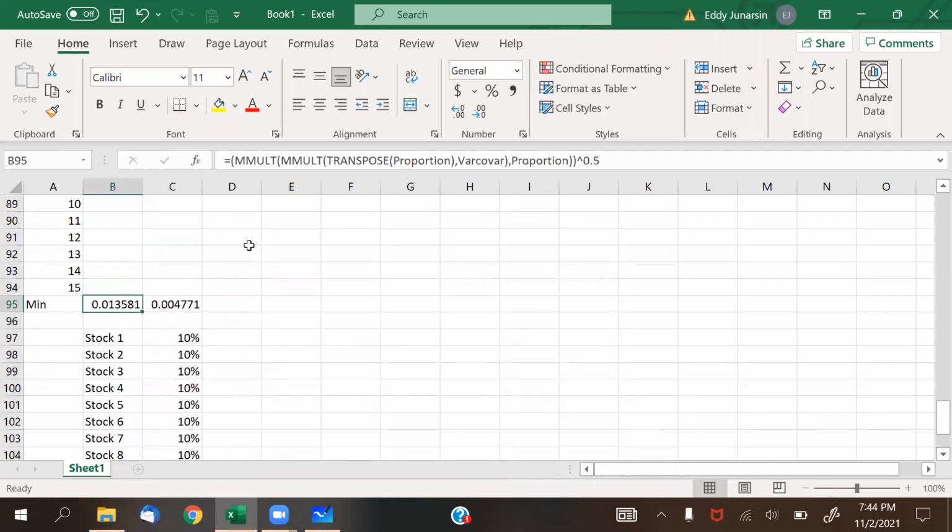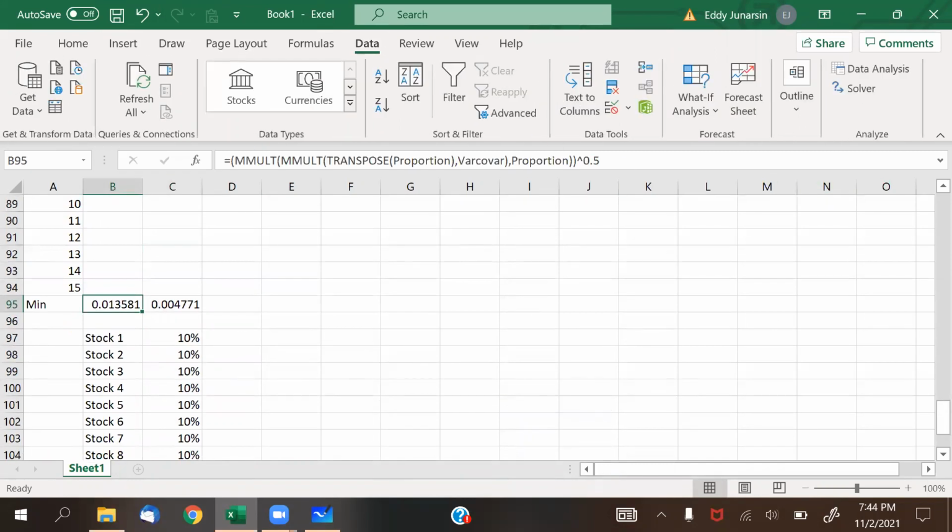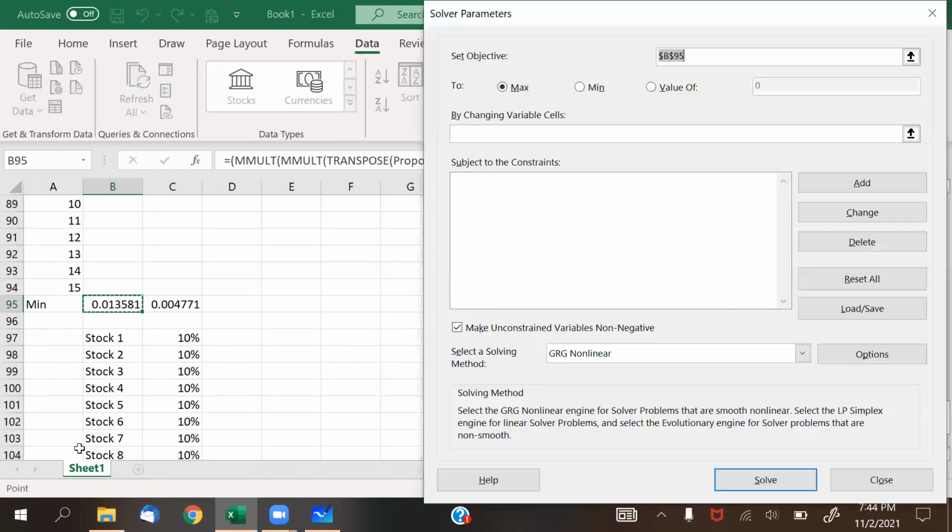Okay, so we'll just put it here, and then Data, and then Solver. Now it's asking what is your objective? Your objective is this: the risk of the global minimum variance portfolio. Once again, this is the risk of the global minimum variance portfolio. So we put it, that's our objective. Maximization or minimization? Of course, minimization. We try to minimize the value of the portfolio risk by changing which variable? This one, right?